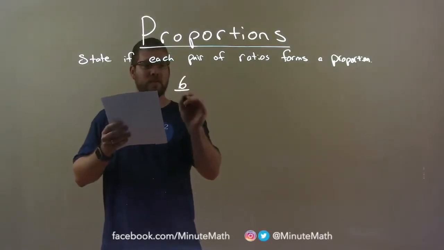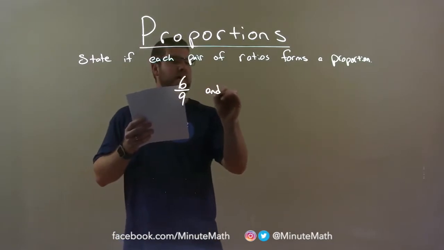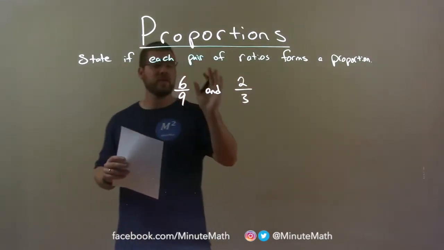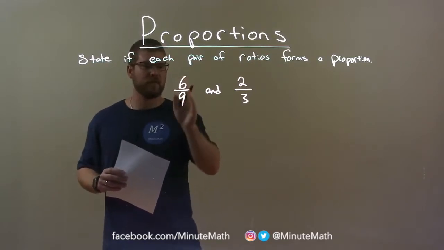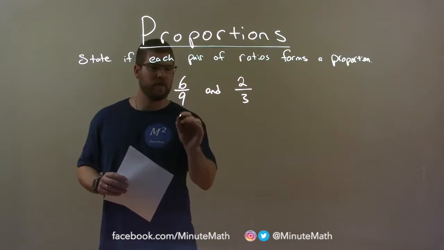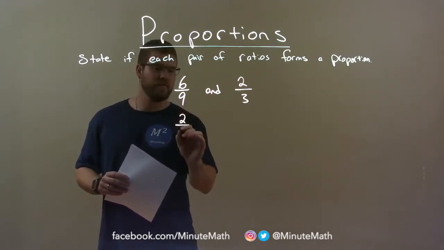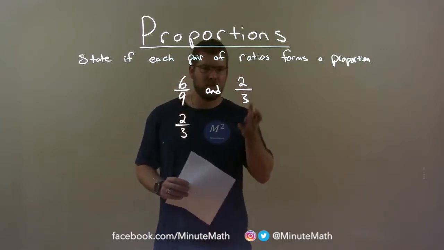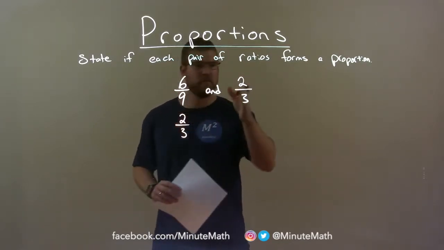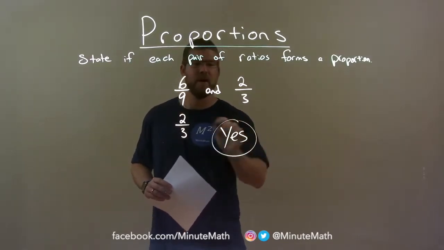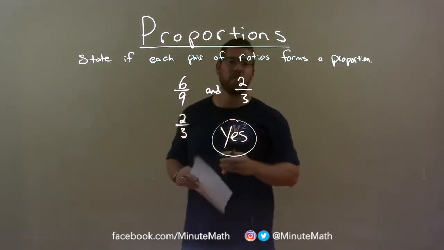Or these ratios, 6 over 9 and 2 over 3. Okay? Well, let's simplify each one of these ratios. 6 over 9, both of these numbers are divisible by 3. 6 divided by 3 is a 2, and 9 divided by 3 is a 3. 2 thirds is already in simplest form, so we cannot simplify it anymore. 2 thirds and 2 thirds, we can see they both are the same, so yes, these two ratios do form a proportion.